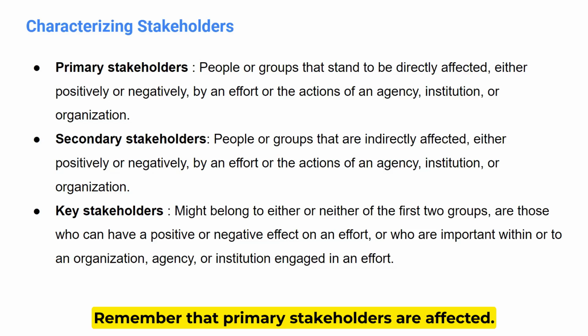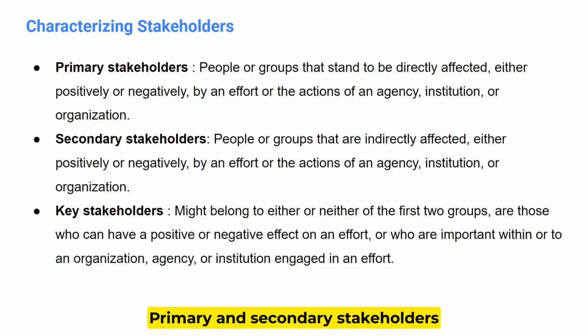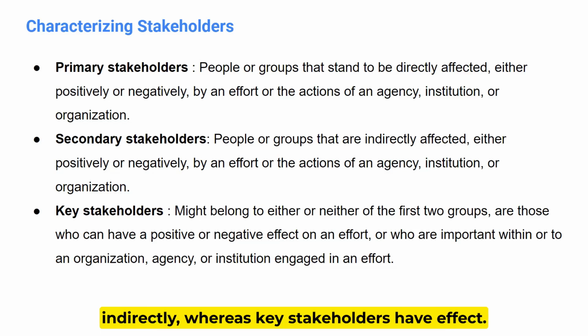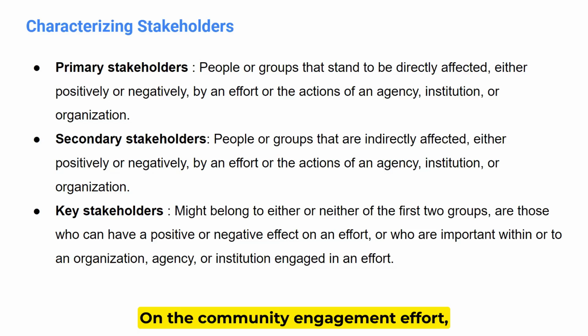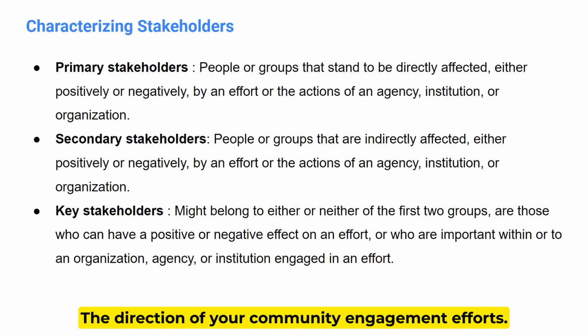Remember that primary stakeholders are affected. Primary and secondary stakeholders are people that are affected, either directly or indirectly, whereas key stakeholders have effect on the community engagement effort. These people, they have a way they shape the direction of your community engagement effort.